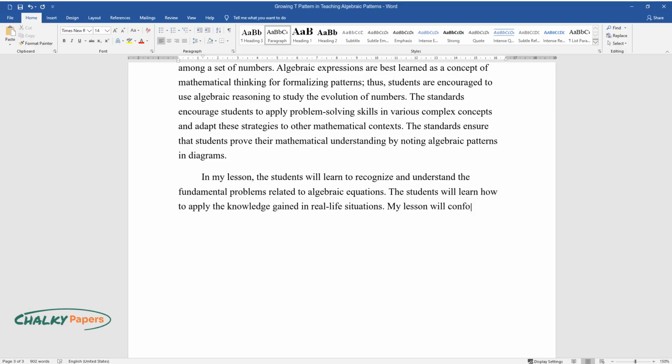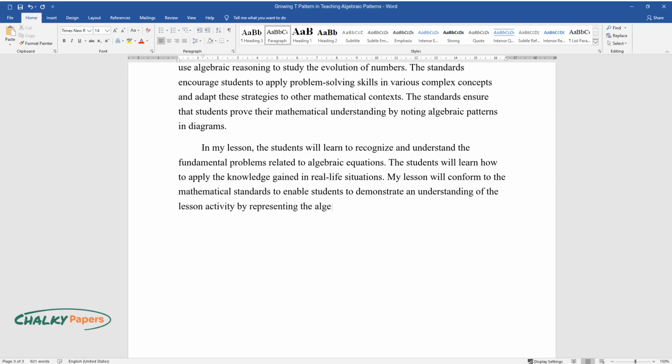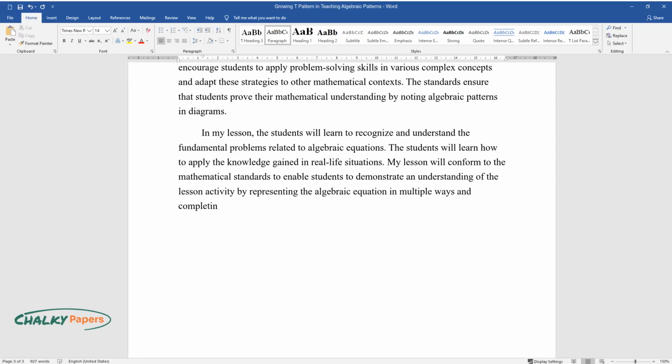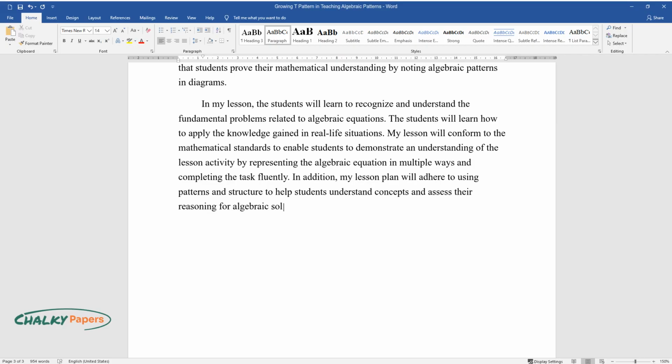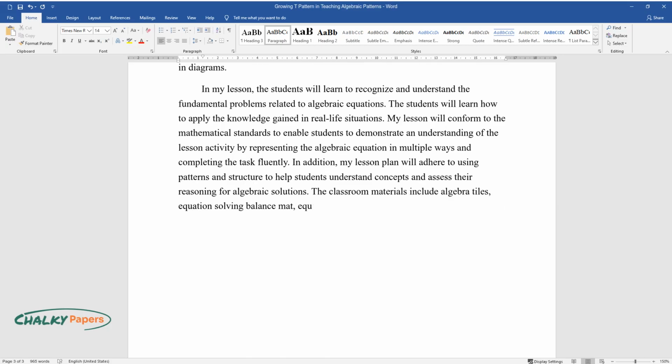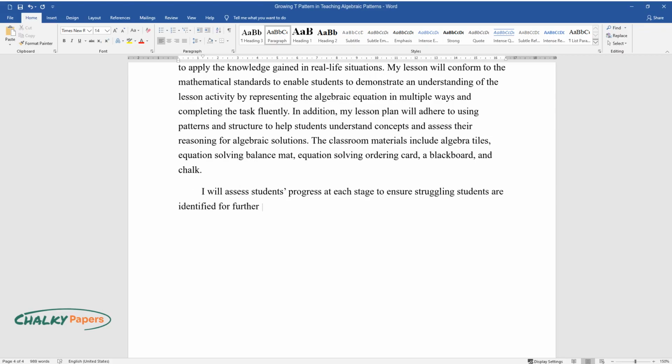My lesson will conform to the mathematical standards to enable students to demonstrate an understanding of the lesson activity by representing the algebraic equation in multiple ways and completing the task fluently. In addition, my lesson plan will adhere to using patterns and structure to help students understand concepts and assess their reasoning for algebraic solutions. The classroom materials include algebra tiles, equation-solving balance mat, equation-solving ordering card, a blackboard, and chalk. I will assess students' progress at each stage to ensure struggling students are identified for further consultation.